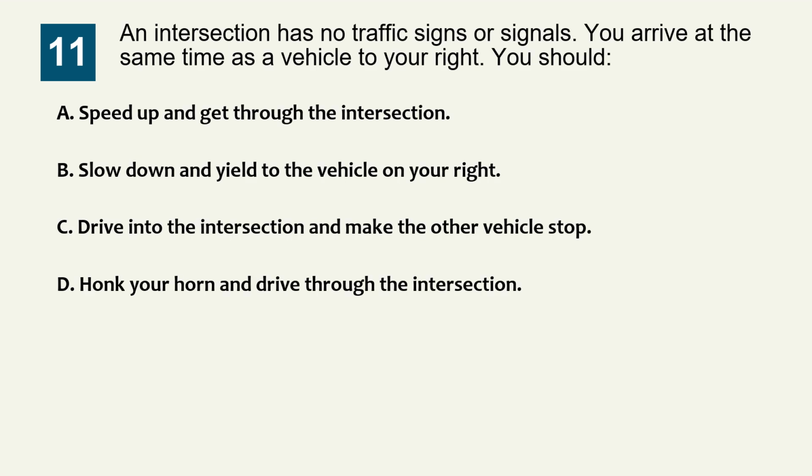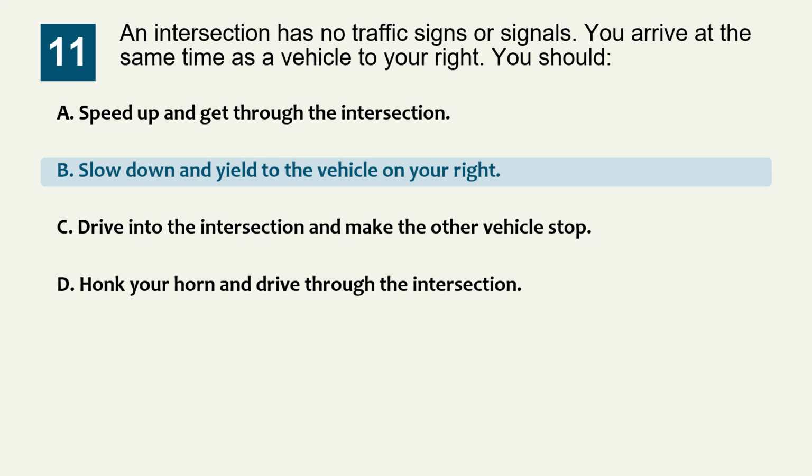Question 11. An intersection has no traffic signs or signals. You arrive at the same time as a vehicle to your right. You should. Option A. Speed up and get through the intersection. Option B. Slow down and yield to the vehicle on your right. Option C. Drive into the intersection and make the other vehicle stop. Option D. Honk your horn and drive through the intersection.